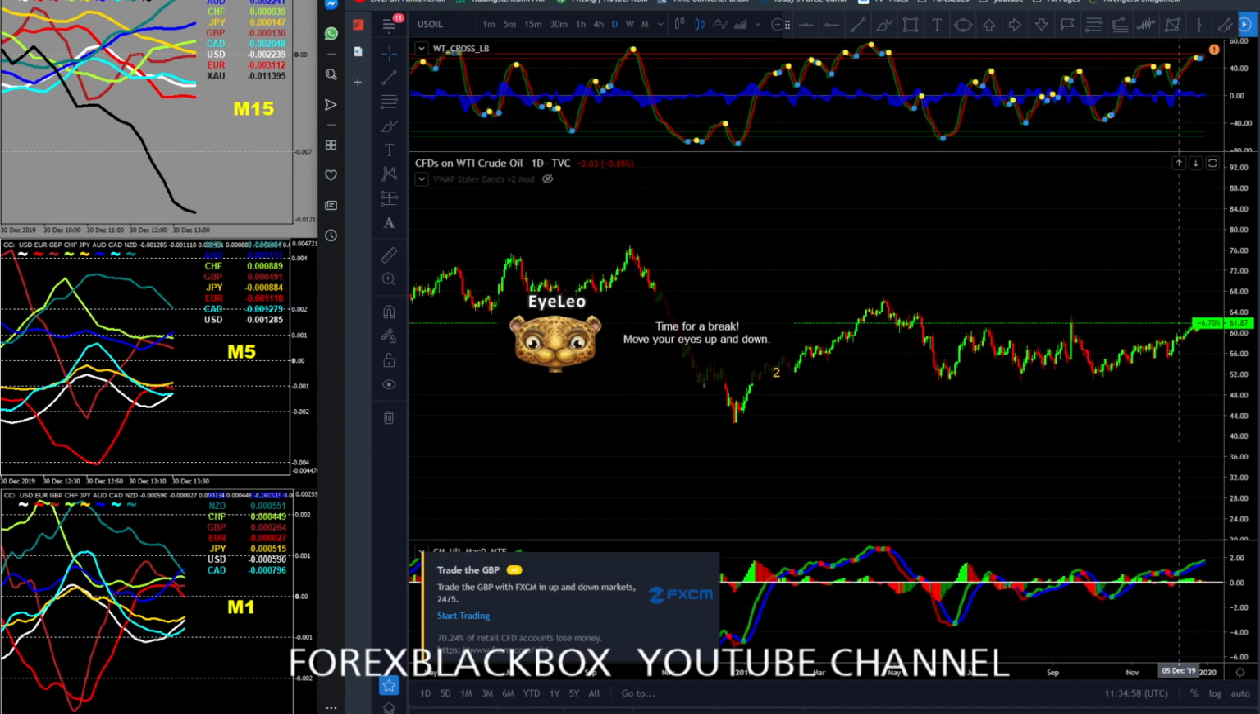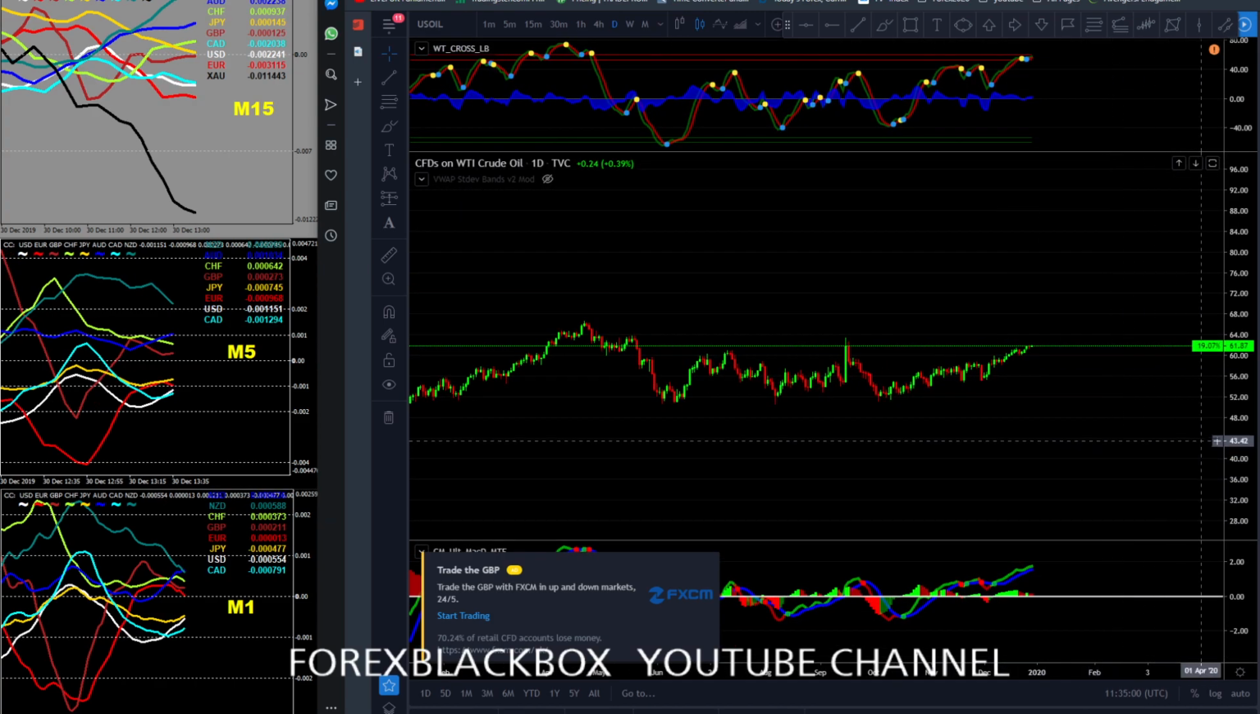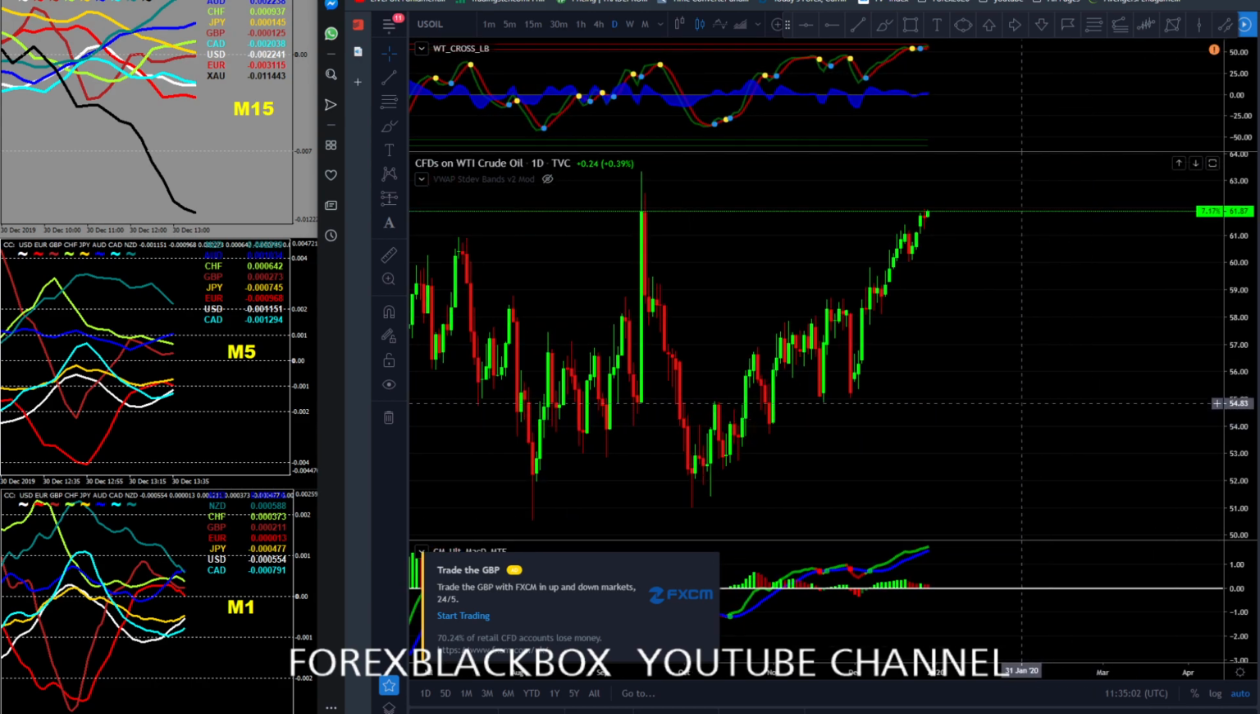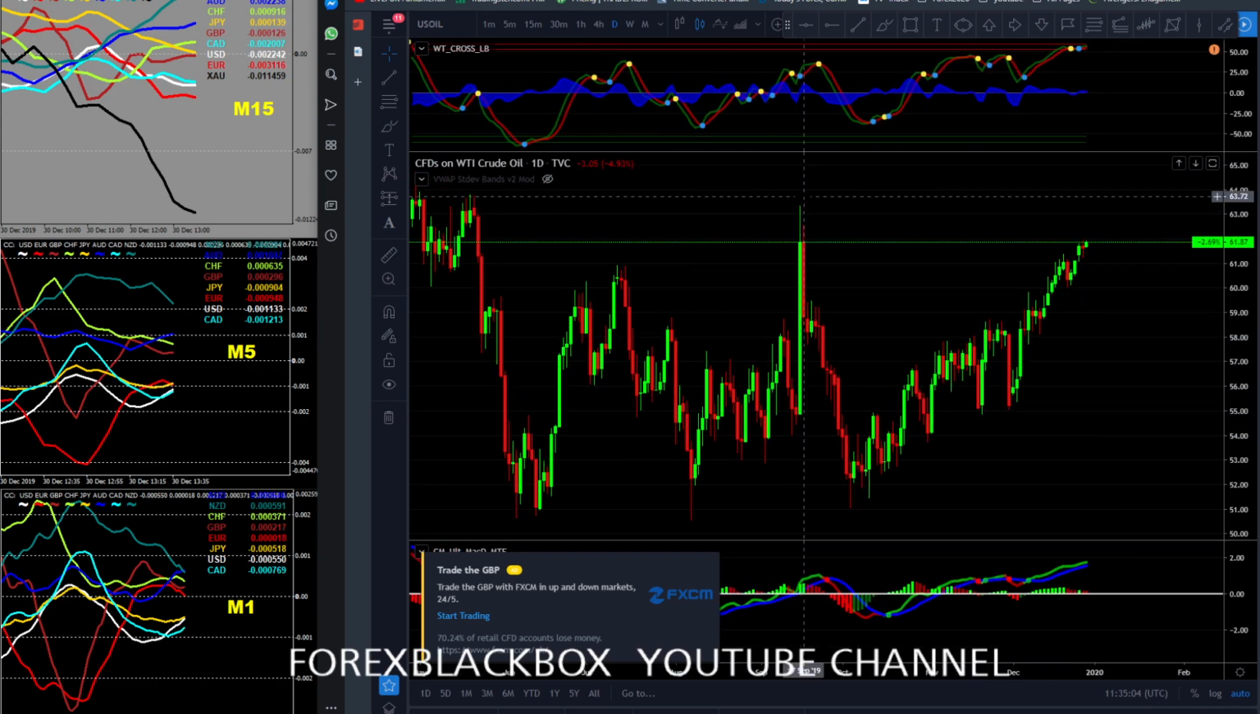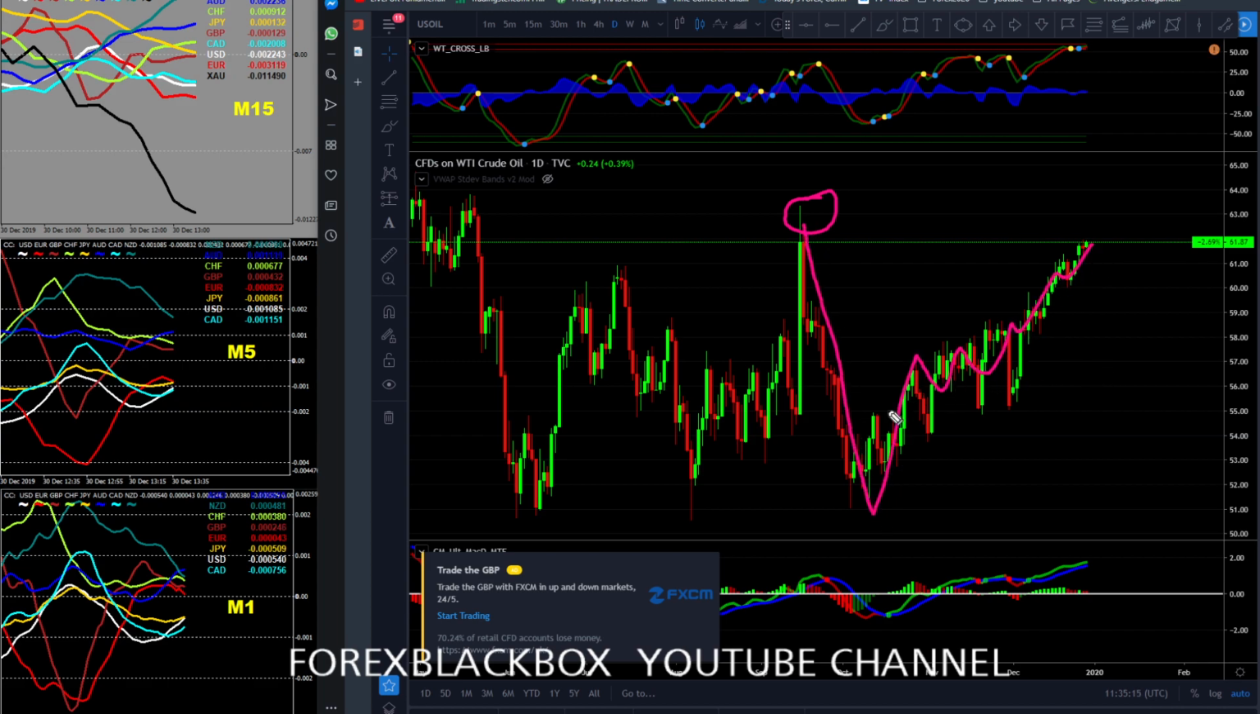Look on the daily. That was the Saudi Arabia terrorist attack, and it went low, then started to come back up. As you can see, it's really struggling on the way up. I don't trade oil, but you can see it's struggling and starting to lose momentum. Probably it's going to come back up again and go down.